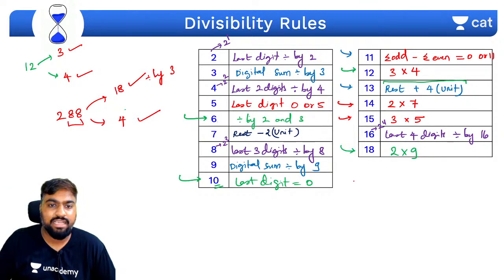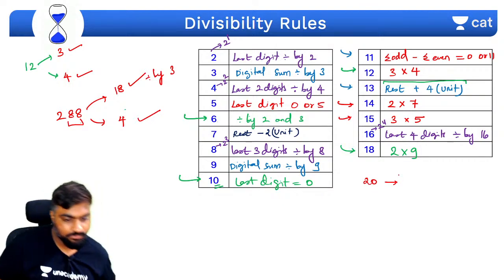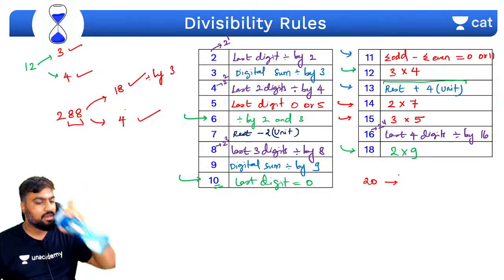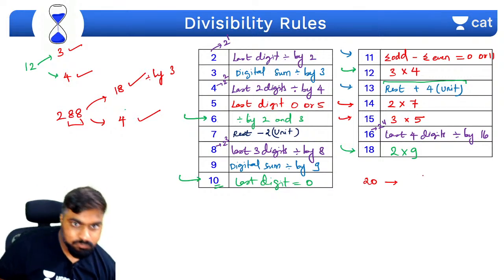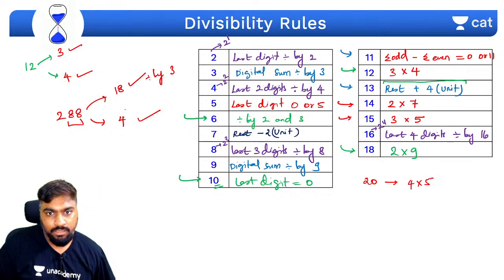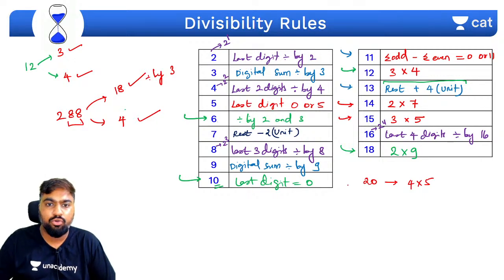Let's say if you want to check if a number is divisible by 20. What will you do? 20 का 10 and 2. Quickly tell me 20 का क्या होगा? How do you check if a number is divisible by 20? So just split them into co-primes. Once you split them into co-primes, it becomes so much simpler, right?